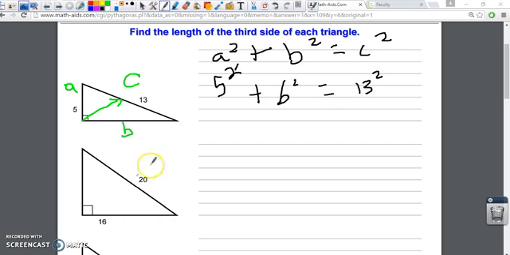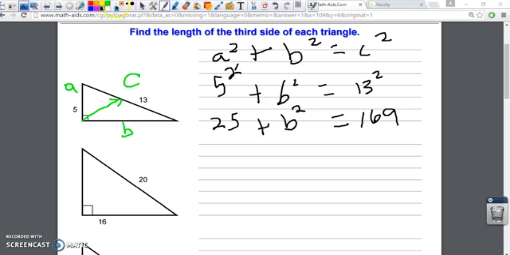So C squared, okay? So now what I do is solve for the ones that I already have. And so that means I'm going to do 5 squared. This is not 5 times 2. This is 5 times 5. 5 times 5 is 25 plus B squared, because I don't know what B is yet. Just bring it right back down. And then you have 13 times 13. Remember, that's not 13 times 2. It is 13 times 13. And that's going to give us 169.